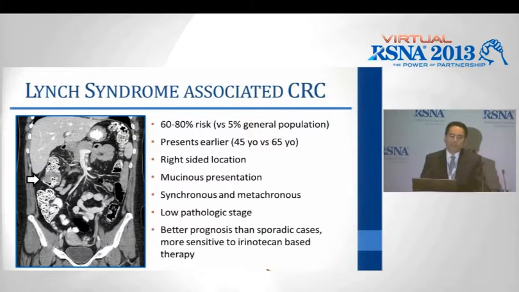So colon cancer occurs quite frequently in these patients. The risk is about 60 to 80% compared to 5% for the general population. These patients tend to present earlier, around 45 compared to 65 for the general population. They are more commonly right-sided, more commonly mucinous. They can be synchronous and metachronous, and they can present at a low pathologic stage with a better prognosis overall than sporadic cases.